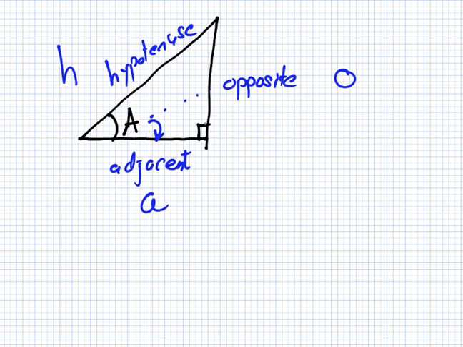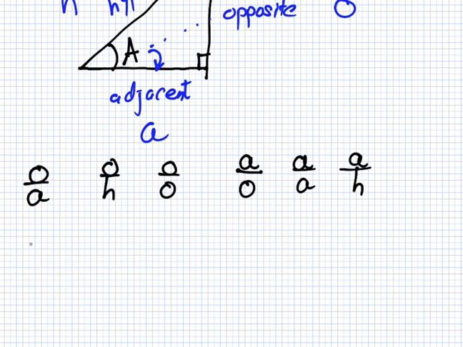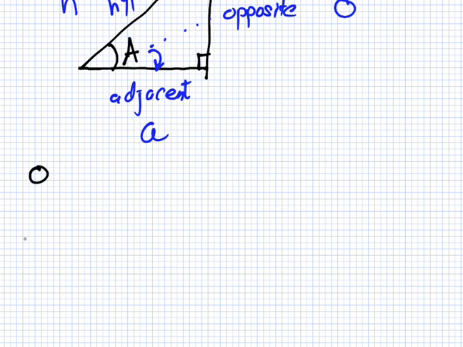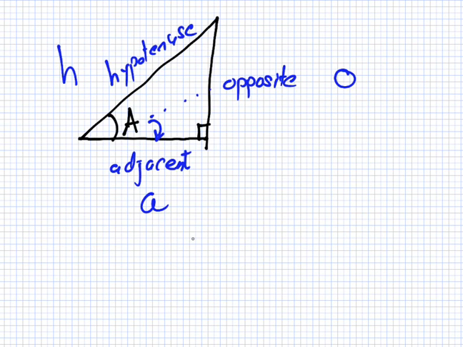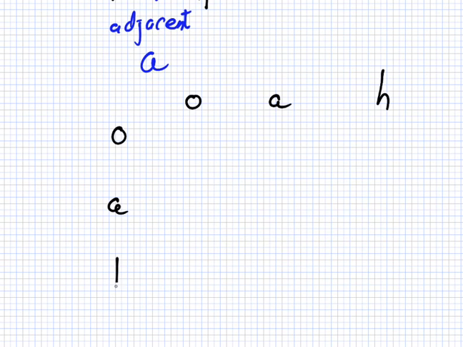Now if you look at this triangle, there are 9 ways you can compare the sides. So for example, you could compare opposite with adjacent, opposite with hypotenuse, opposite with opposite, adjacent with opposite, adjacent with adjacent, adjacent with hypotenuse. You can also compare, actually hang on, how many do I have? Maybe if I put it in a table it'd be a little bit easier. So you have opposite, adjacent, hypotenuse, opposite, adjacent, hypotenuse, yeah.